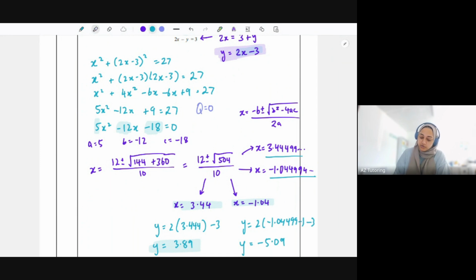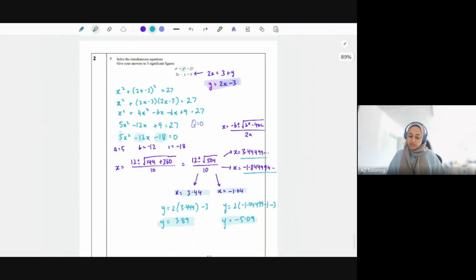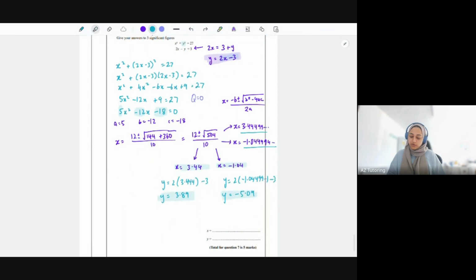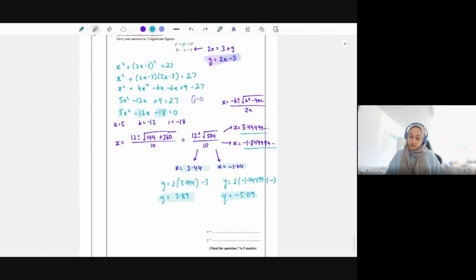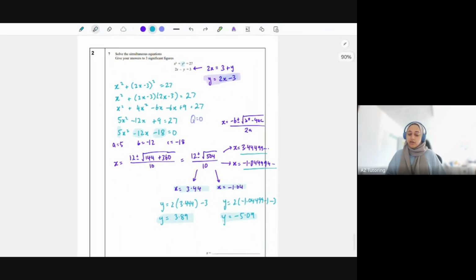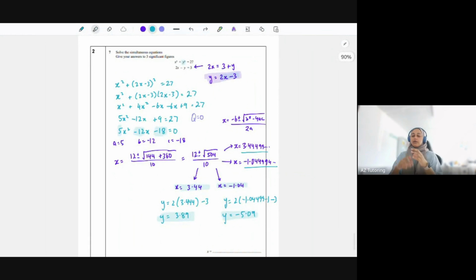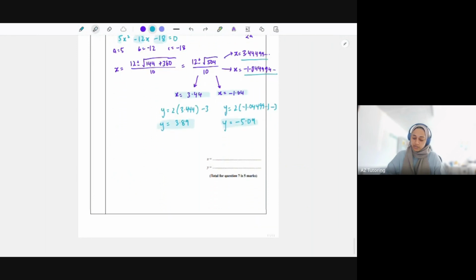So yeah, just to reiterate, please don't use your rounded answers when you're substituting back in. Use your unrounded answers. And then, yeah, that's your 4 answers. X equals 3.44 and minus 1.04, which you'll write down here. And same with your y, you get 2 answers again. And graphically, if you were to think about that, it's a circle, a straight line crossing through it, and it crosses at 2 points. So that's the reason why we've got 4 answers altogether, 2 x's and 2 y's.